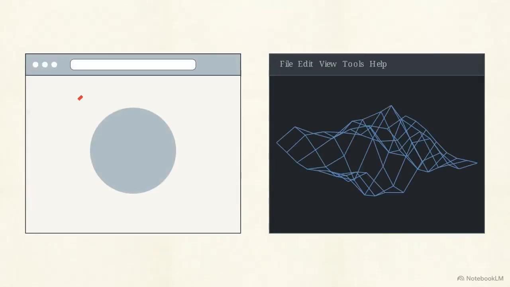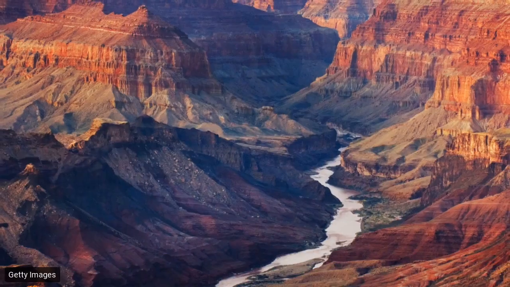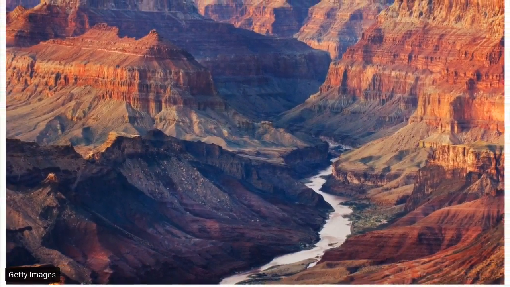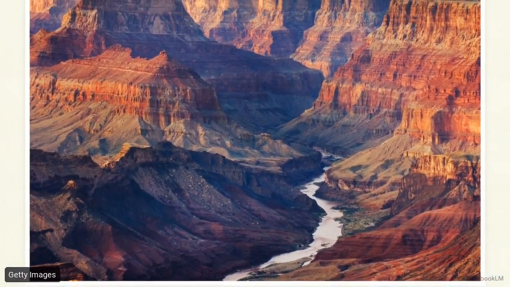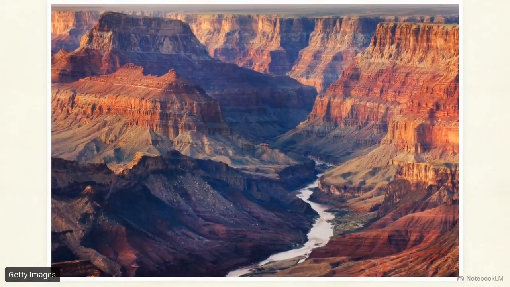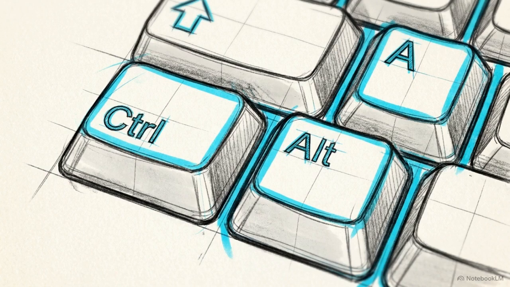Accessing these features requires the desktop application, Google Earth Pro. The standard web browser version lacks the physics engine necessary for flight simulation. Once installed, the software provides an unrestricted one-to-one scale virtual sandbox of the entire planet. To summon the flight simulator menu, open the application and press Ctrl-Alt-A on Windows or Command-Option-A on a Mac.